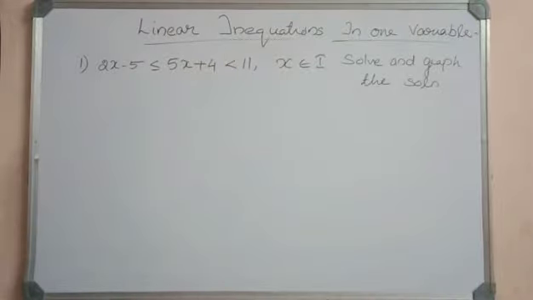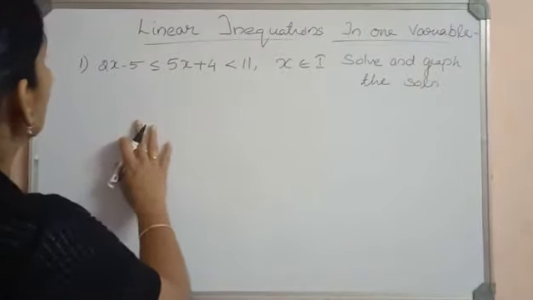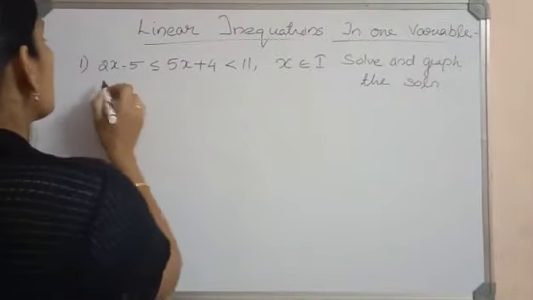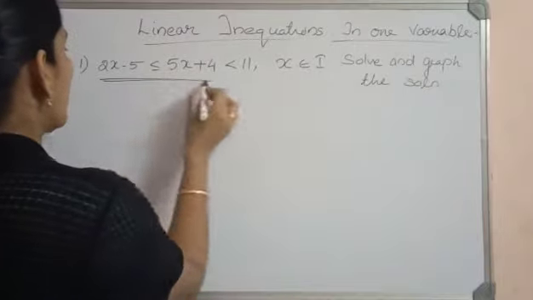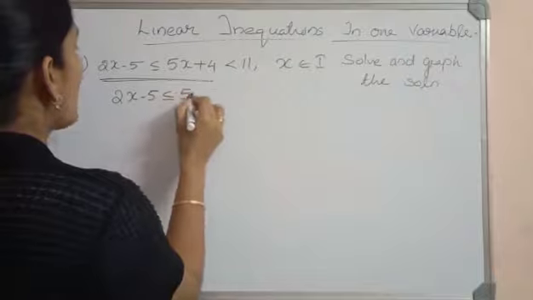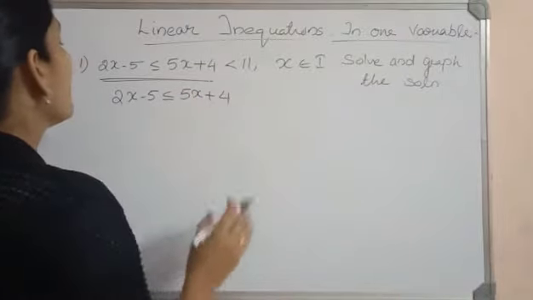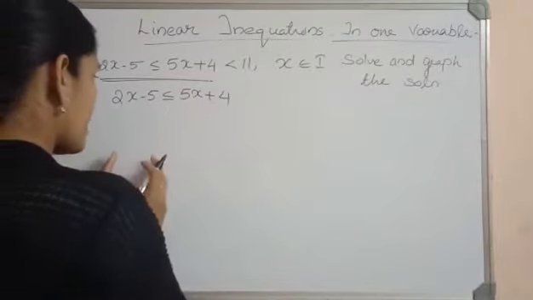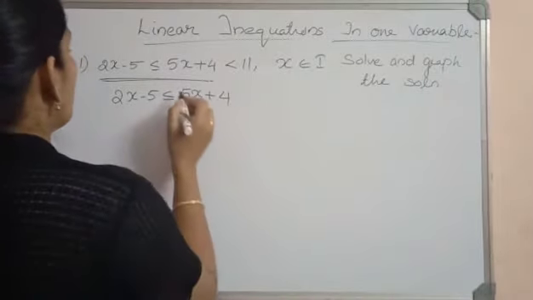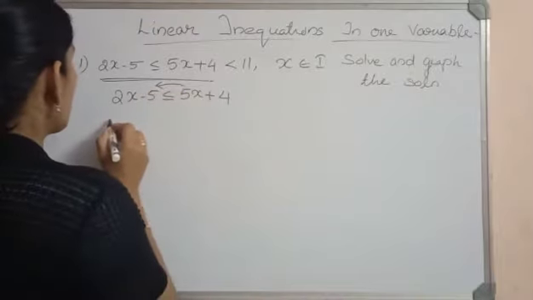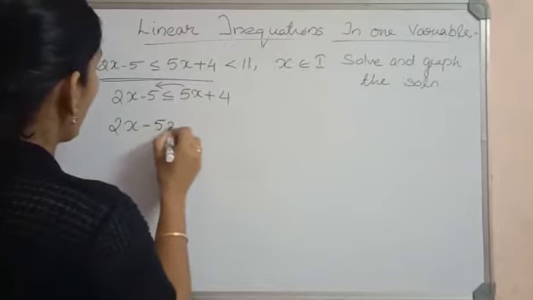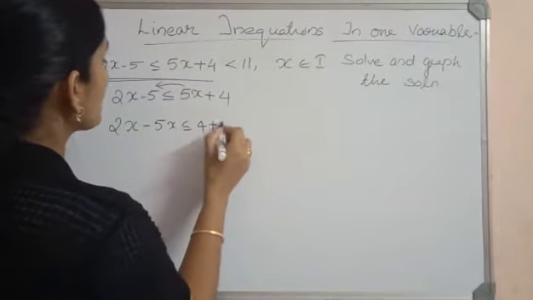X belongs to I. As I have told you earlier, whenever we solve any linear inequations which has three terms, first you need to consider the two terms on the left side. 2x minus 5 less than or equal to 5x plus 4. Now we need to bring all the variables to one side and all the numbers, or all the constants, to the other side. So bring 5 to this side. This changes as 2x minus 5x less than or equal to 4 plus 5.